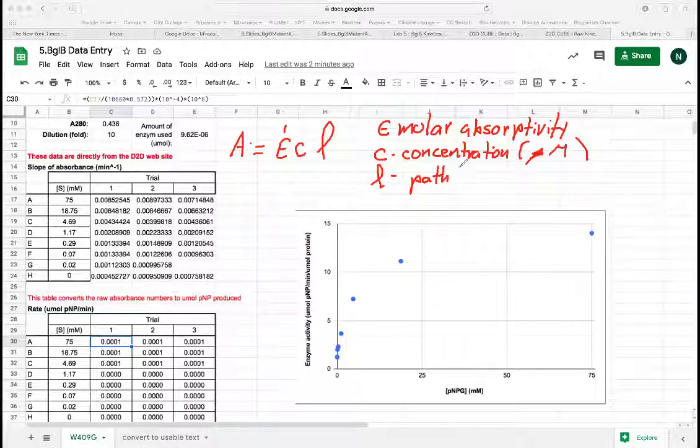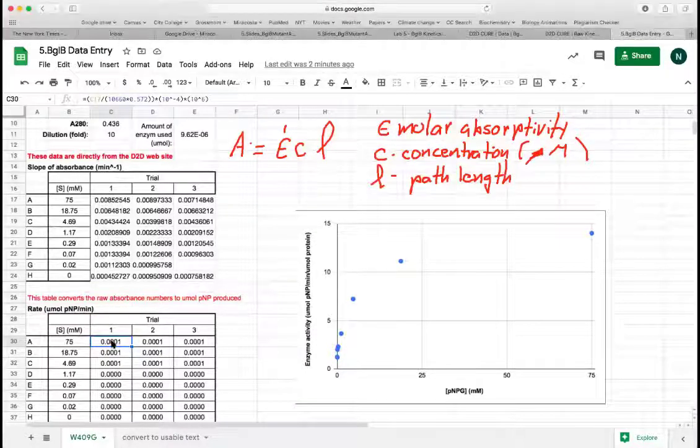Again, this is explained in more detail in the handout. All right, so with all that in mind, let's look at this cell right here. I'm clicking on that cell, and when I click on that cell, I get this equation. It's showing me the equation.